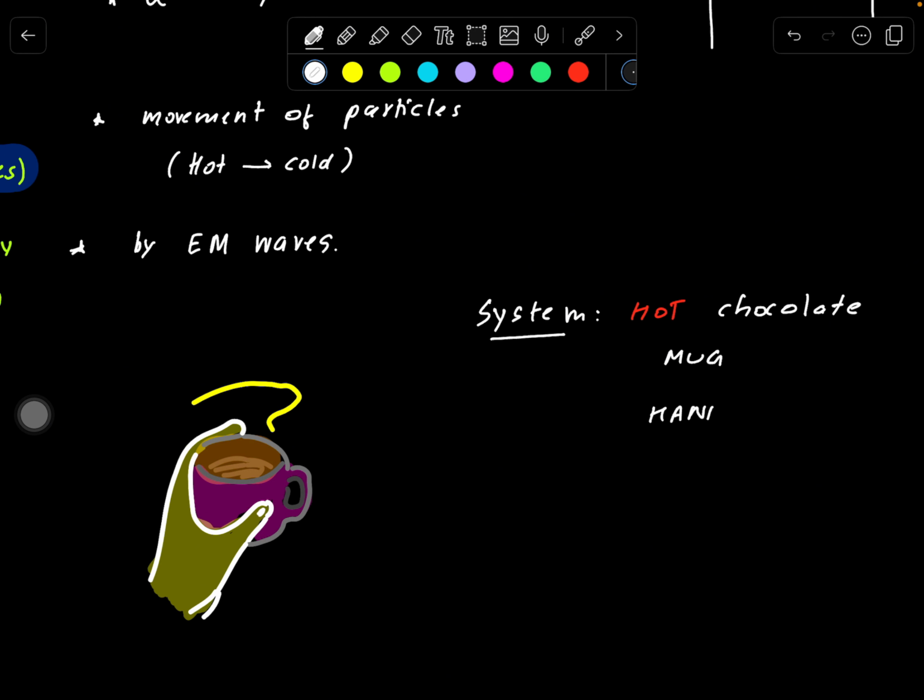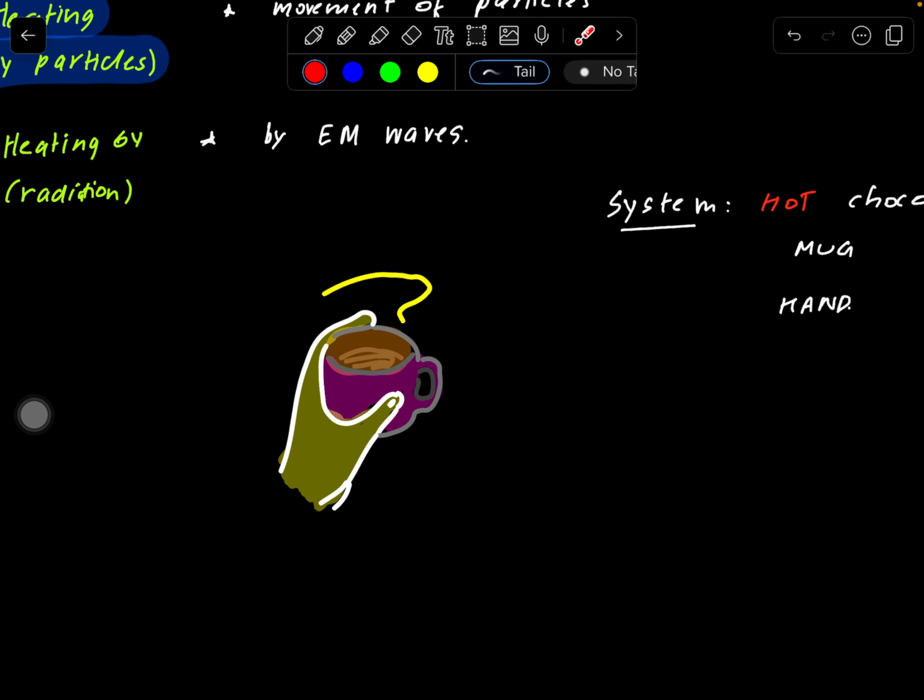Now, that hot chocolate saved me that night by warming my hands. How did that happen? That happened by energy transfer. Energy was transferred by the process of heating from the thermal store of the hot chocolate to the thermal store of the mug. Okay? So, first of all, energy transferred from hot chocolate to the mug. And then energy was transferred by heating from the mug to my hands, warming them up.